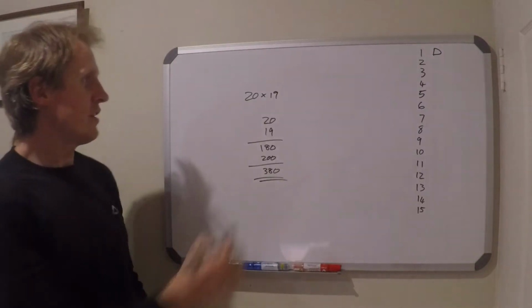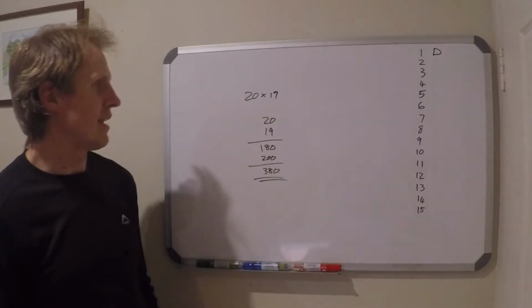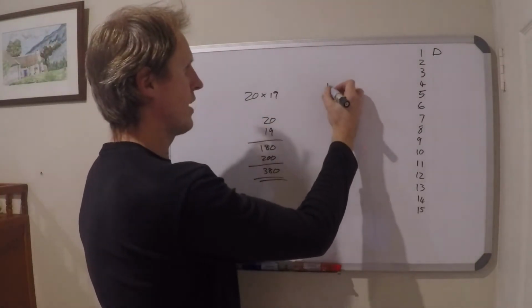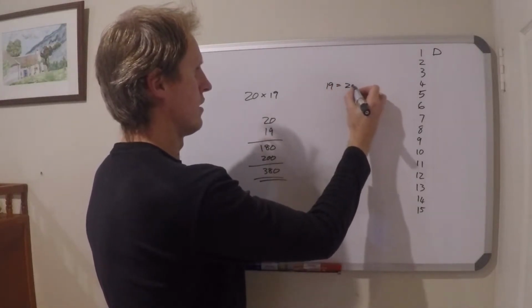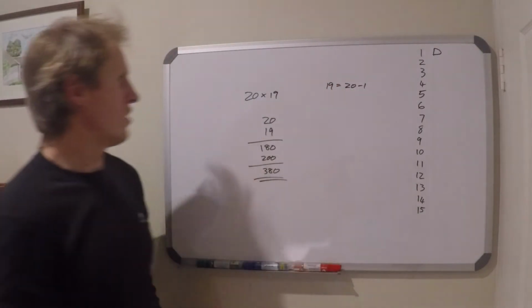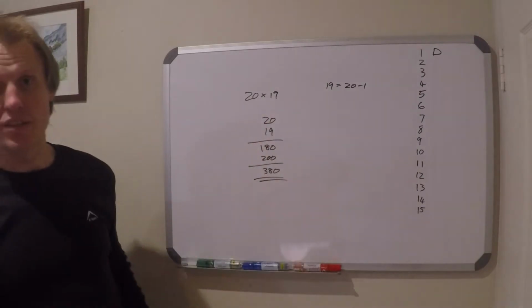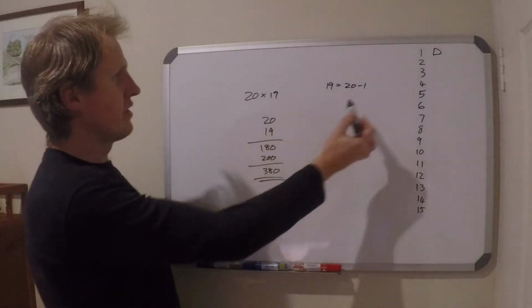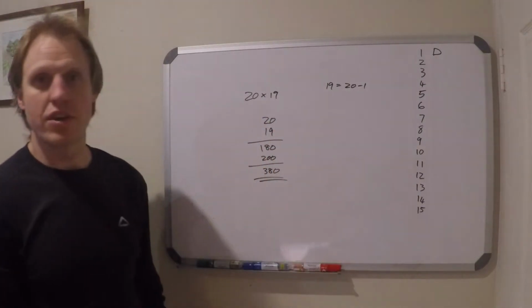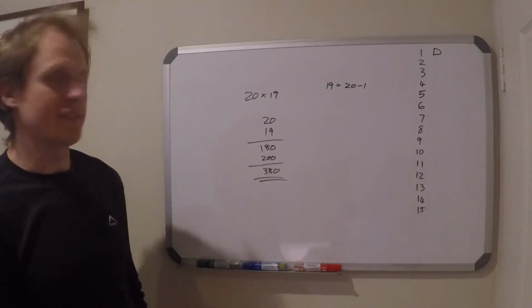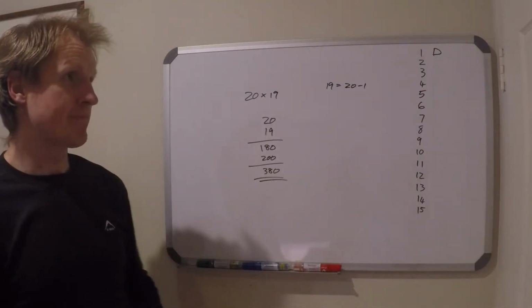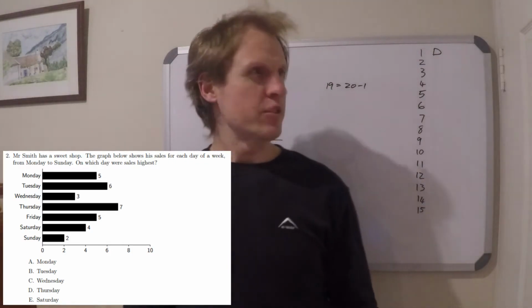Just a side note, you can recognize that 19 is 20 minus 1. So if you say 20 times 20, you're going to get 400. And then you need to subtract 20, so 400 minus 20 is again 380. Moving on to the next question.